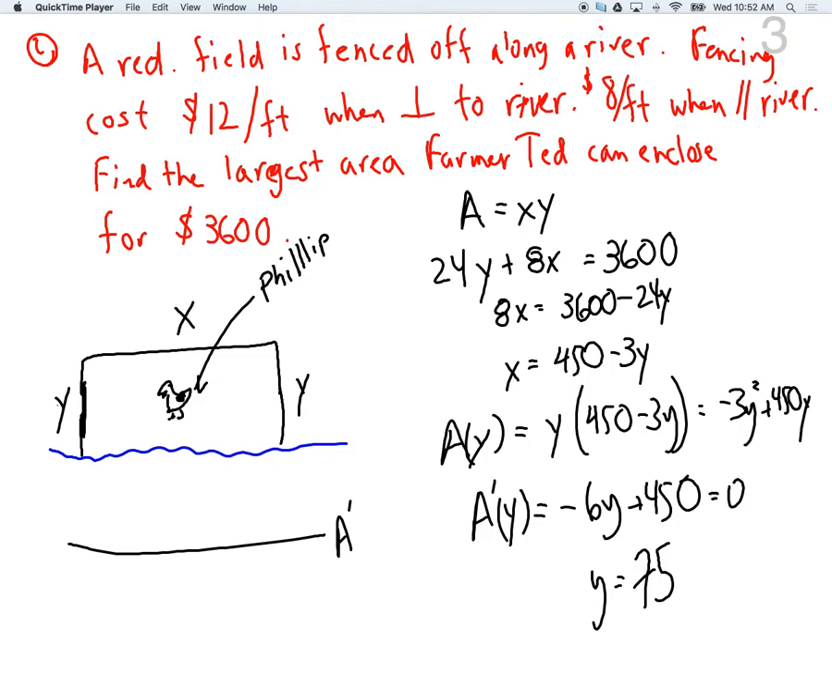Domain restriction. What's the biggest value y can be? Sorry, let's start with the easy one. What's the smallest value y can be? 0, so it makes no sense to put in negative numbers. What's the biggest y could be? Ballpark, it doesn't have to be exact. Suppose I wanted a very skinny but tall pen for Philip to just run back and forth, looking across the river. Like 150. It's reasonable. We could calculate what that number is, but we don't care. We don't want to pick numbers that are too far away from 75 because strange things will happen.